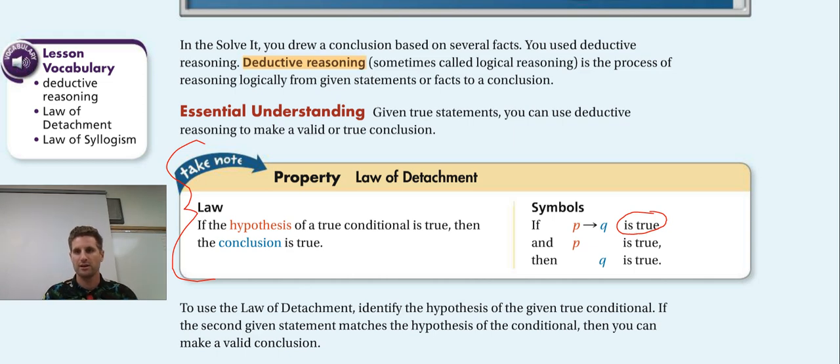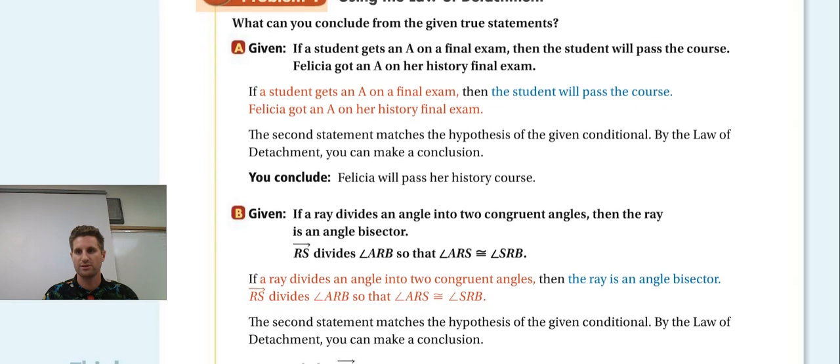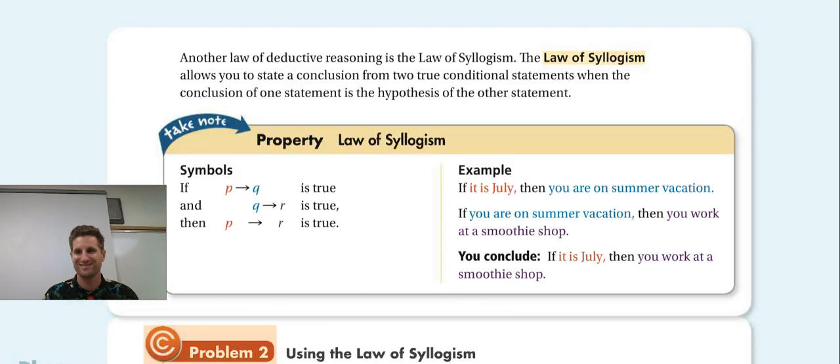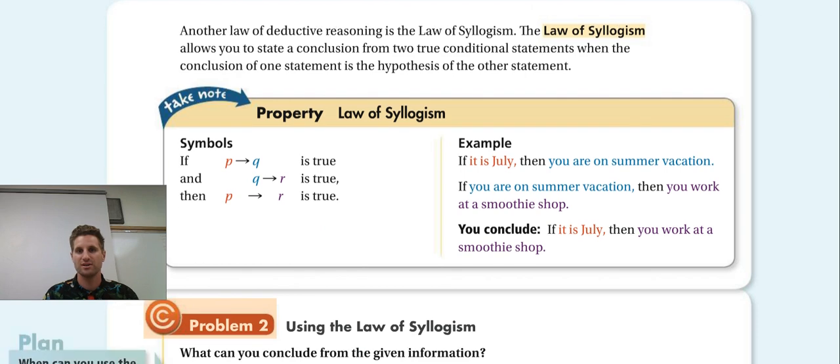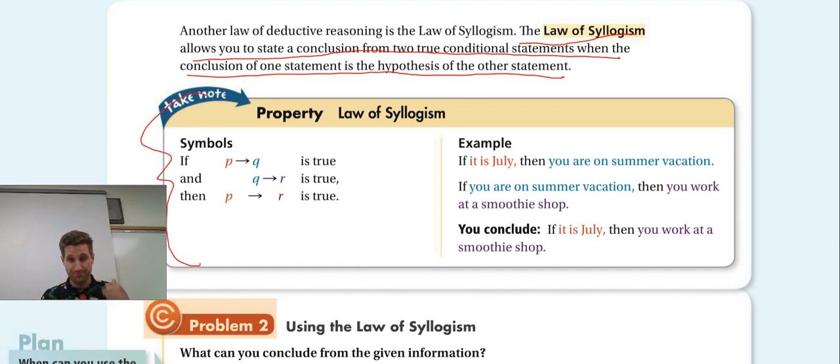Okay, let's take a look at the second type of deductive reasoning we have, which is called the law of syllogism. Syllogism is how you say that. It's kind of interesting. But the law of syllogism, so go ahead and write this down. The law of syllogism allows you to state a conclusion from two true conditional statements when the conclusion of one statement is the hypothesis of the other statement. So write that down and write this box down as well.